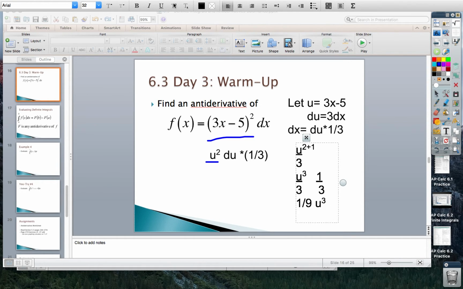Oh, not as our final answer. That's our integral. But remember, we have to put that x value back in. So 1/9 times 3x minus 5 to the third power. And this is your final answer. That's the antiderivative of 3x minus 5 quantity squared.